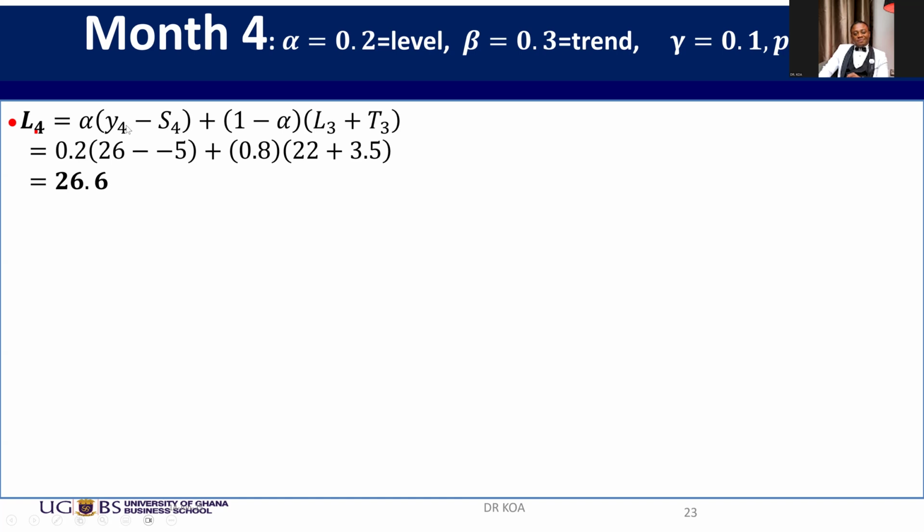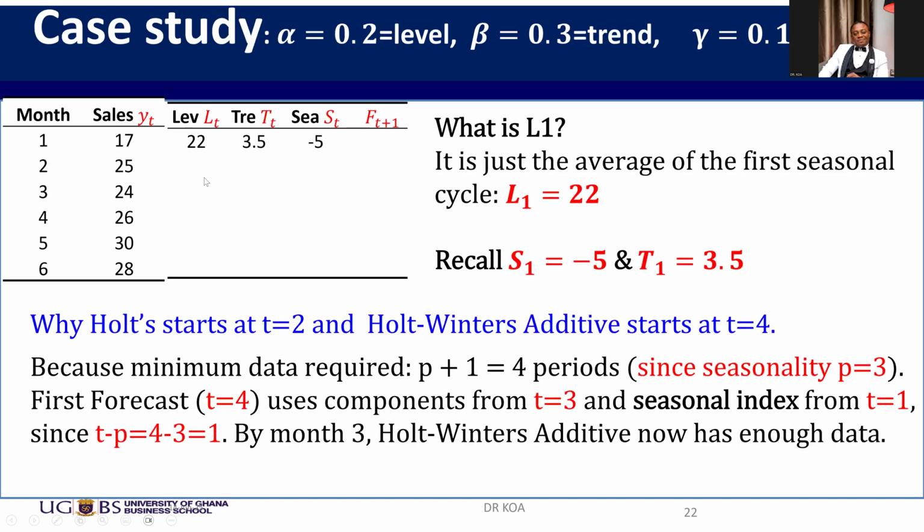Now, remember, I'm dealing with period 4. Y in period 4 is 26. Alpha was given to us as 0.1. Sorry, alpha is 0.2. Is it? Yes.